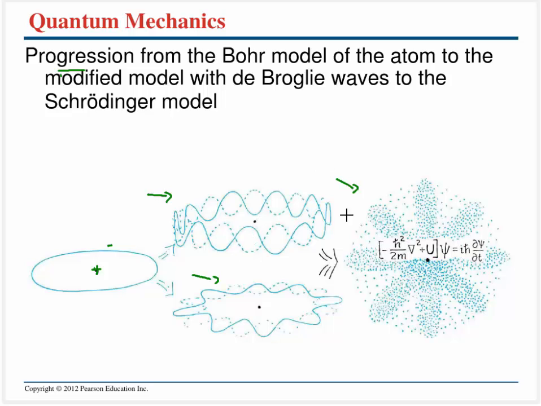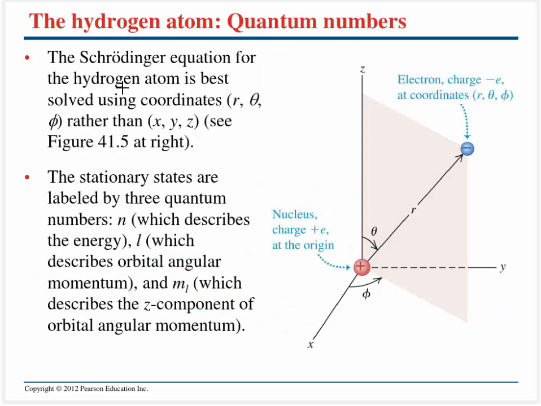And now we're going to progress to this right here, which is the Schrodinger model, which says that we can treat these electrons like waves, and where are we most likely to find them? Well, that's going to be where the dots tend to have the largest concentration. There are places where we're far more likely to find an electron than others. So let's talk about how the Schrodinger equation can apply to the hydrogen atom.